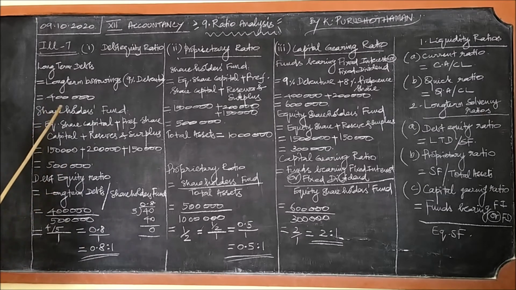The name itself indicates share. What are the different types of shares? Equity shares, preference shares. Only there are 2 types of shares. With that, what you can do, you can add a reserve and surplus.